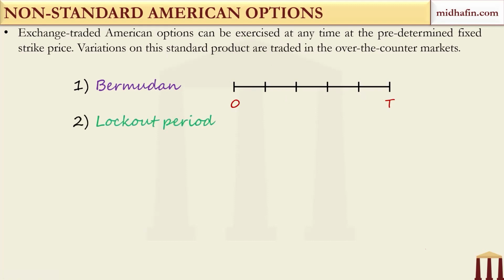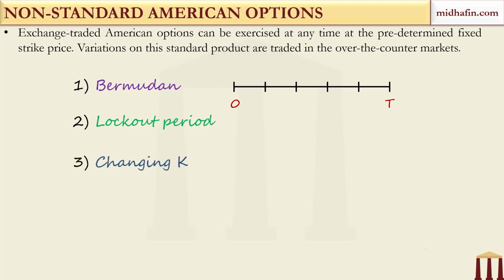Then you can have options which have lockout periods. Lockout period means although it's an American style option, for the initial few days or few months, you won't be able to exercise it. So for example, let's say it's a 4-month option, but it has a lockout period of 1 month. So for the first 1 month, you cannot exercise the option irrespective of what happens in the market. Okay, so that can be another variation on the maturity.